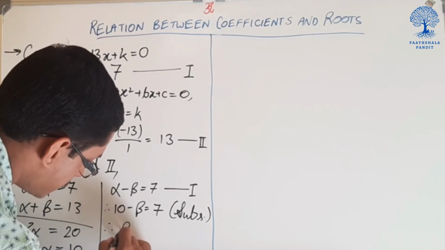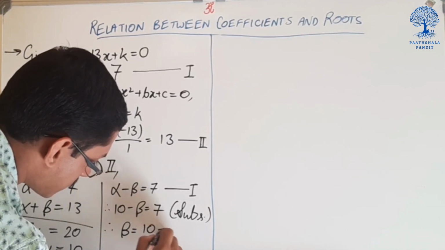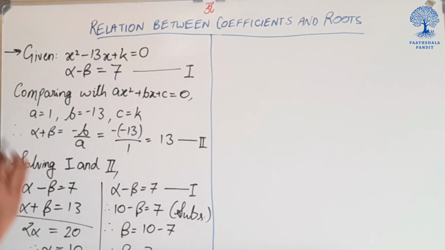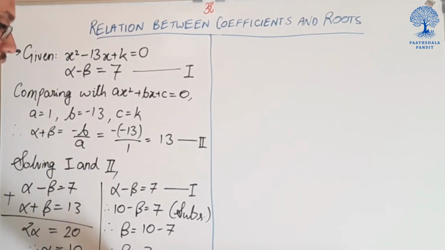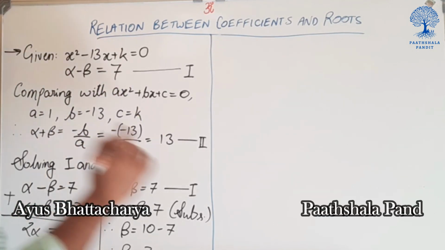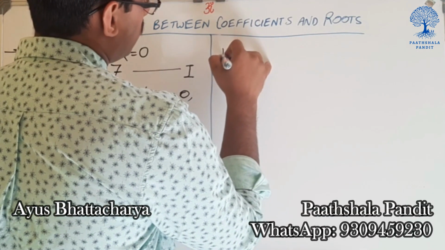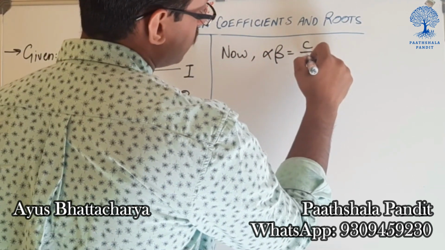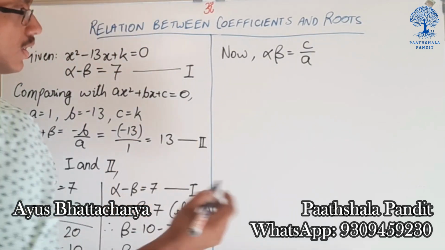Therefore beta is equal to 10 minus 7. Therefore beta is equal to 3. Done. Alpha we got, beta we got. Now, how can you find the C part? Now see, alpha beta is equal to C by A, correct?